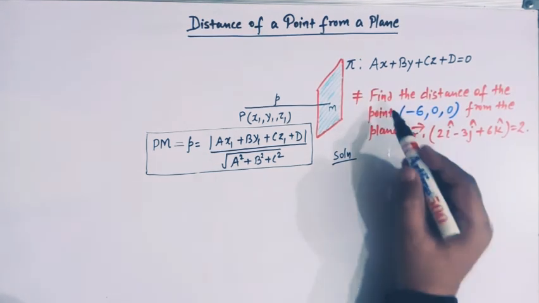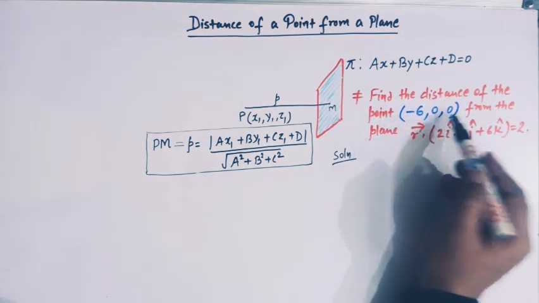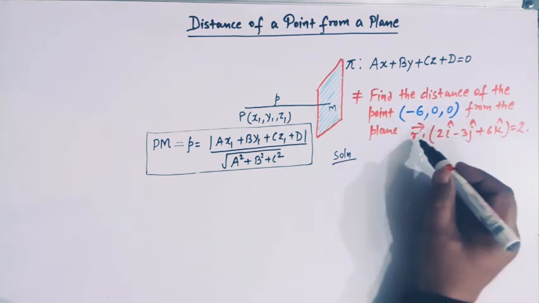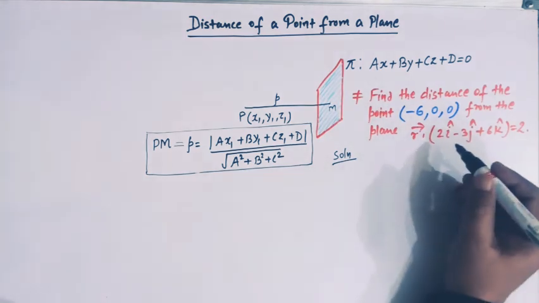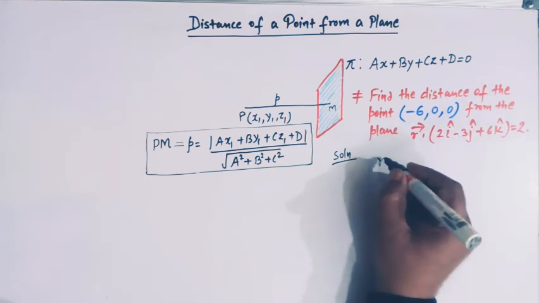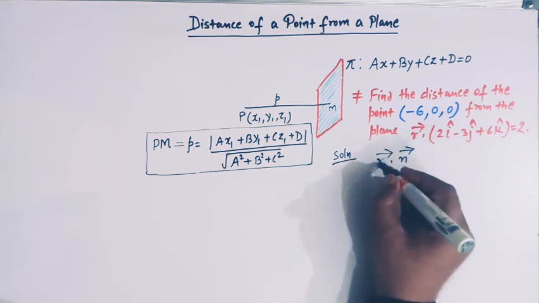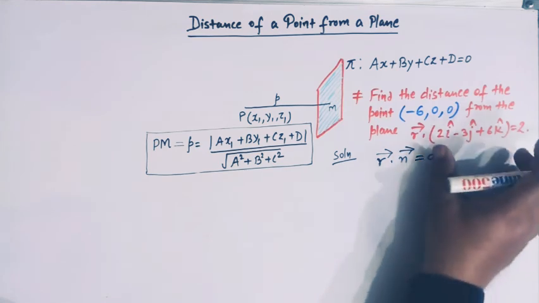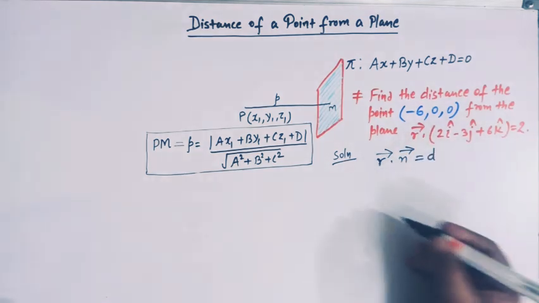Now let us take this problem. Find the distance of the point minus 6 comma 0 comma 0 from this plane. Now here we see that the equation of the plane is given in the form of vector, right? So vector equation is given, and this equation is of this form, that is r dot vector n is equal to d, right? So what we will do, we'll simply convert this vector equation into the Cartesian form.